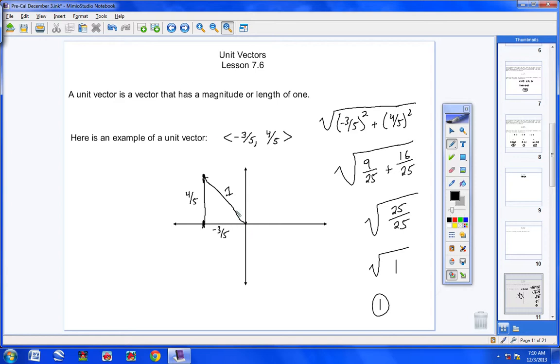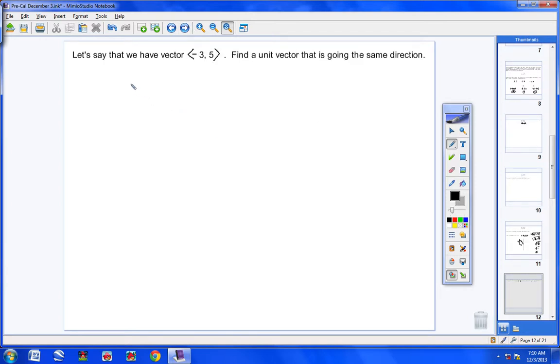Okay? Alright, let's continue on. Let's say that we have a vector -3, 5. Find a unit vector that is going the same direction. Now, first of all, you don't always have to do this, but I'm going to get a picture of it. And you don't always have to do this, okay? You can write this down if you want. You don't have to. It's totally up to you.